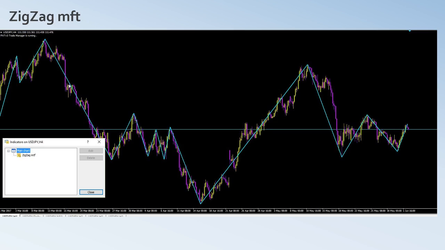Now this one, on the other hand, is a multi-time frame, so we can draw this one maybe a 1-day or a 4-hour zigzag, and as you can see, it is drawing to the end of the last bar. So this one's a little bit more accurate.